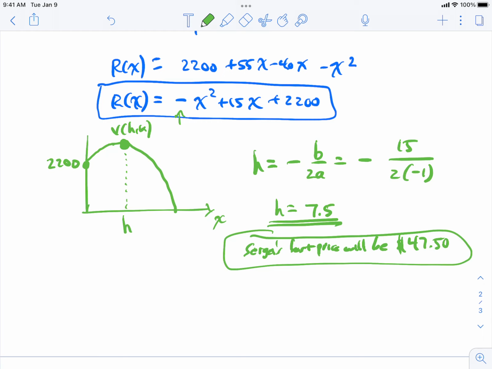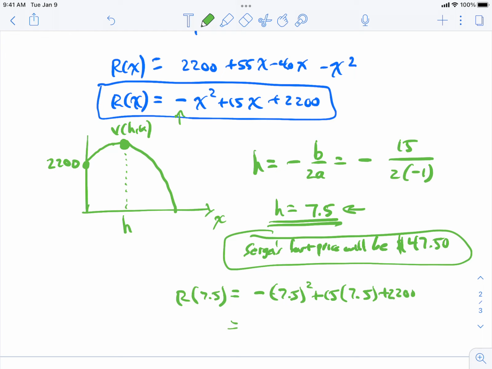In other words, what's his revenue here? I want to plug the 47.50 into the revenue function. So negative, take your 47.50 and square it, plus 15 times your 47.50. Oh, wait a minute, caught myself. Remember what X is. X is not the price. X is the number of dollars. So the revenue at 7.5, that's what I want to use, is negative 7.5 squared plus 15 times 7.5, plus 2200.